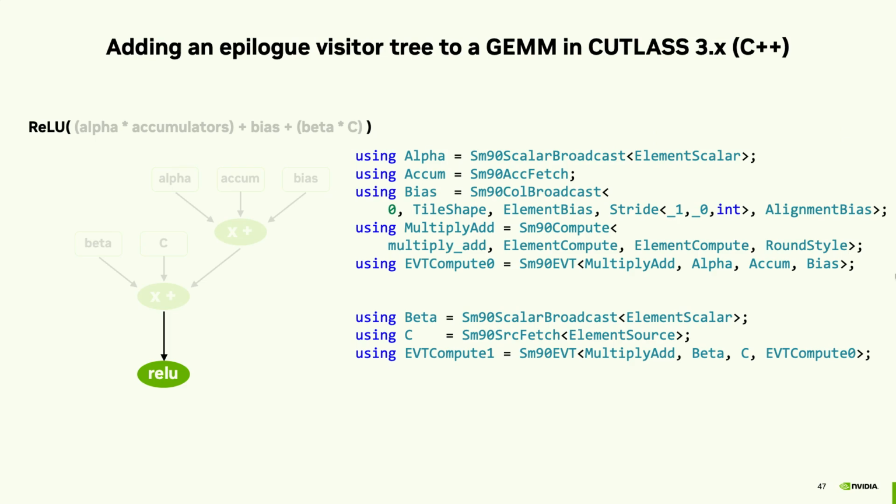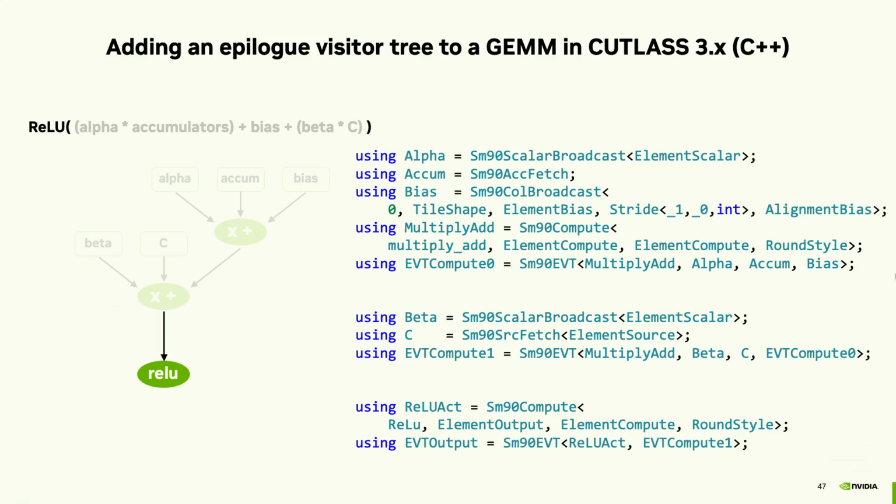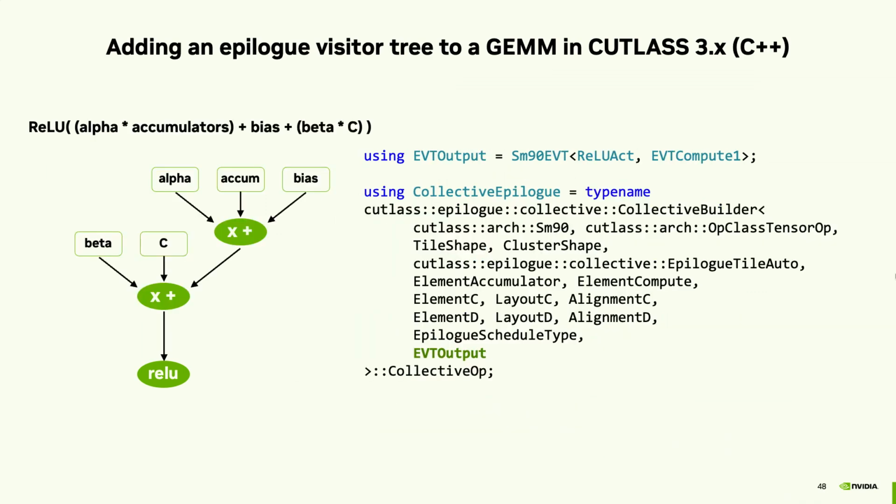Representing the final node follows pretty straightforwardly. We declare a new compute node, this time tagged for ReLU, and then hook it up into a final SM90 EVT, this time operating over EVT compute 1, the results of the previous multiply add. This final EVT output contains all of the logic needed to represent our fusion pattern. It can then be used in a CUTLASS kernel by changing the epilogue output field in the collective epilogue builder.